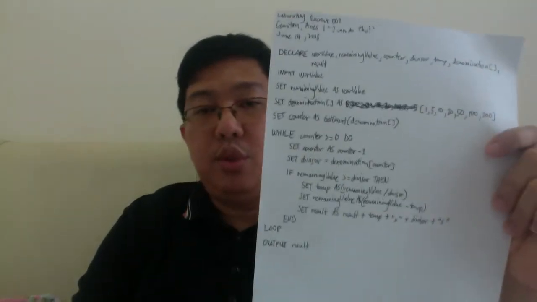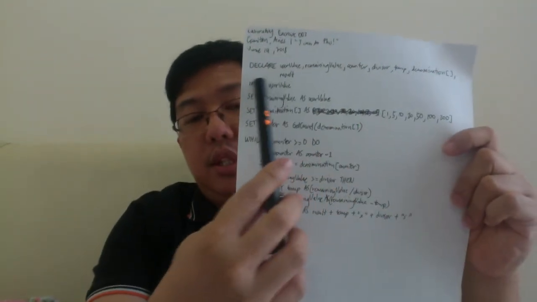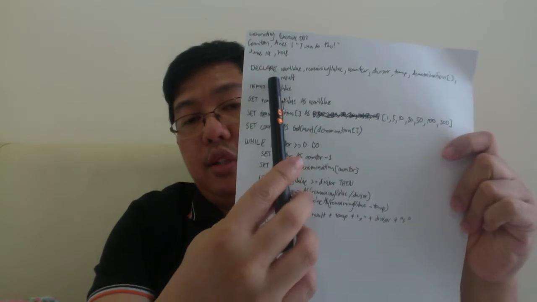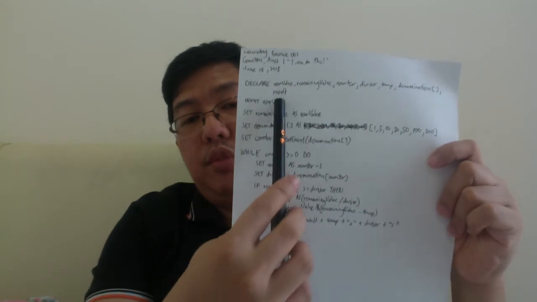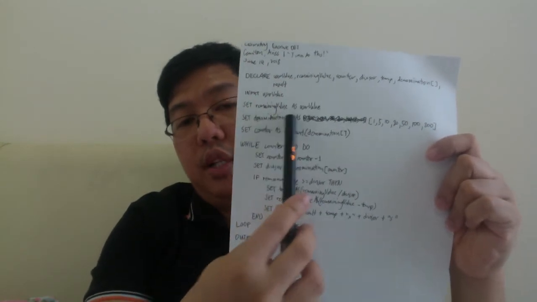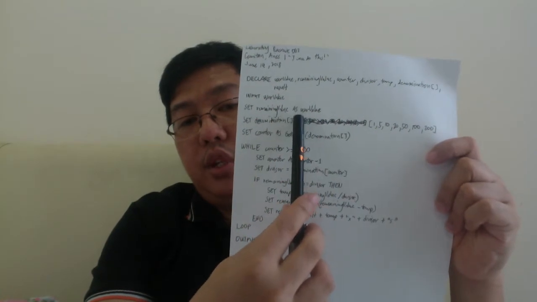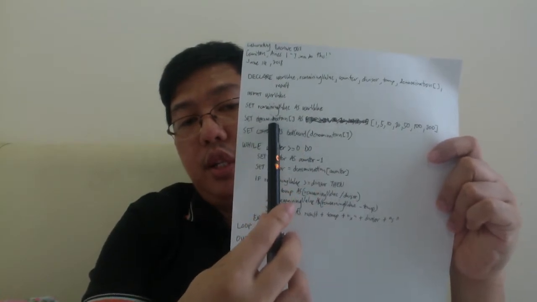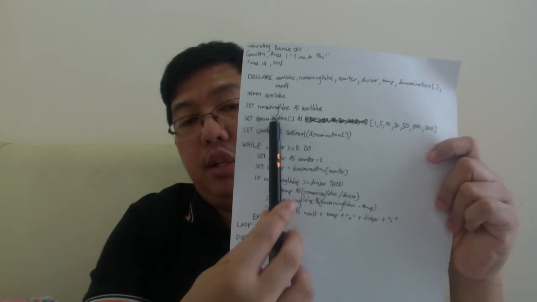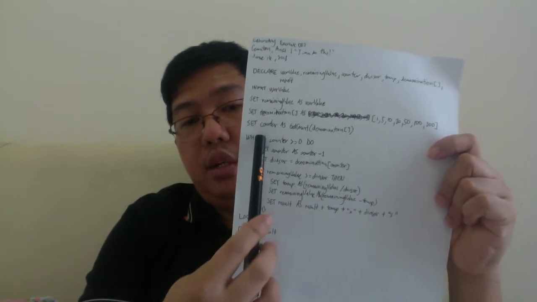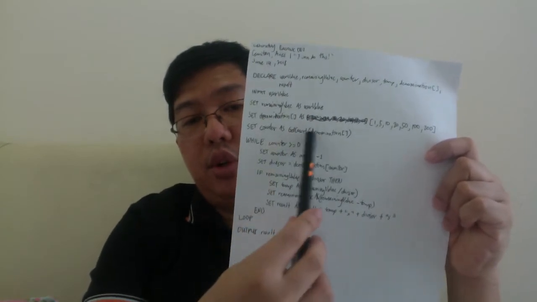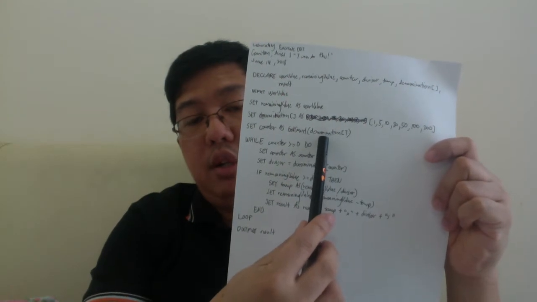Okay. Then for my pseudocode, it is the same as the flow. I declare certain variables. Then I have an input of the user value. Then I assign the user input to the remaining value. After that, I set the values of the denomination array on different denominations. Then I set the counter based on the count of denomination array values.